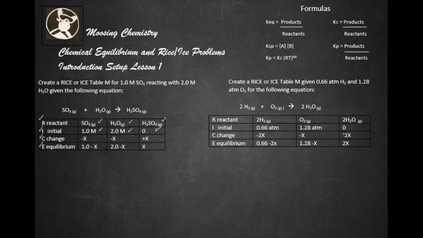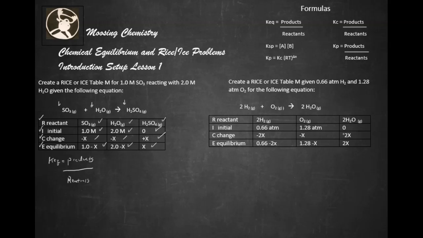The change would be minus X. The change for this would be minus X because there's no coefficients. See, there are no coefficients in front of these. So there'd be minus X, and then since there's no coefficient here, it would just simply be plus X because you're actually gaining that material. And therefore, when you start the equilibrium, you would have 1.0 minus X and 2.0 minus X, and then you would have X. And then, of course, you would use KEQ, which is products over reactants, to solve this problem. Okay, let's look at the second.